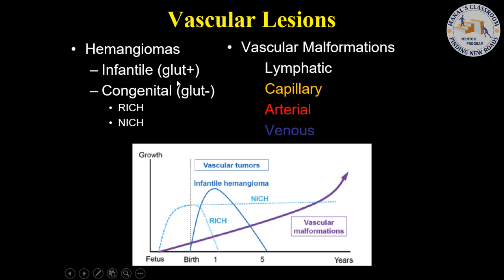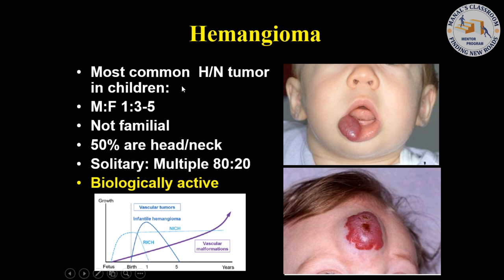So this is the summary slide of what we'll talk about. But the key thing here is from an imaging standpoint, we really cannot separate these out. But from a biological natural history standpoint, this is the natural progression of these different types of hemangiomas. And the key thing is whether or not they're glutamine positive or glutamine negative.